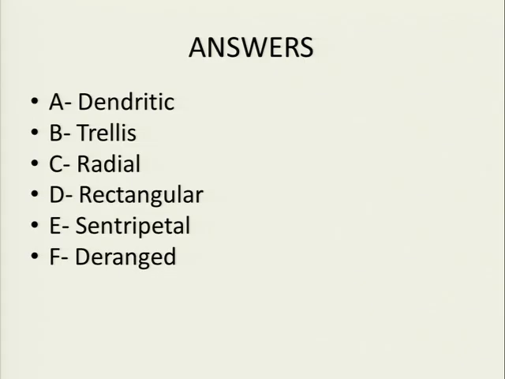So, how did it go? Let's compare your answers. A was the dendritic pattern, B was the trellis, C was the radial pattern, D was the rectangular pattern, E was the centripetal pattern, and F is the deranged pattern. How did it go, guys?